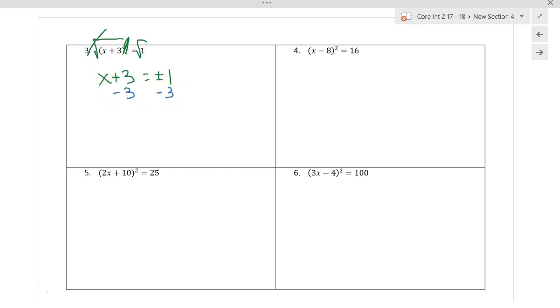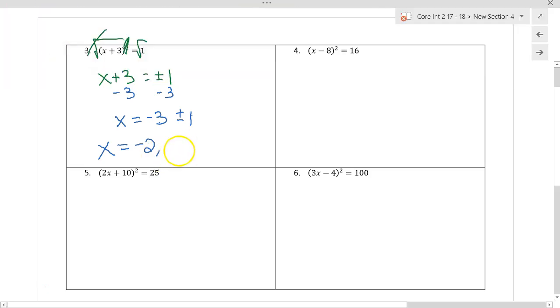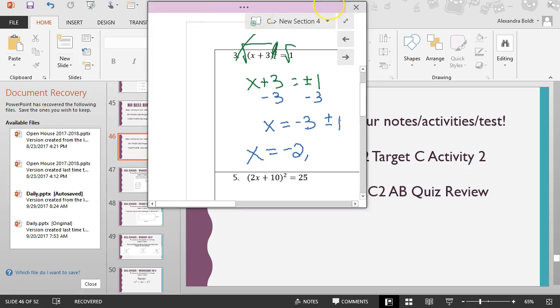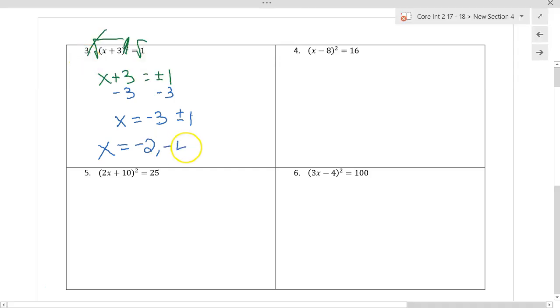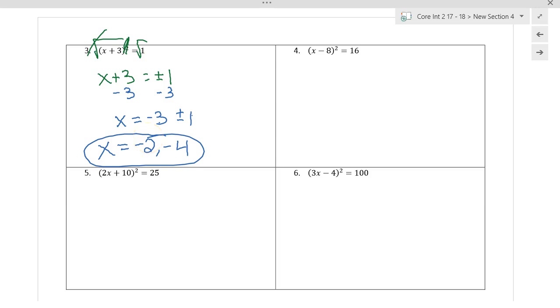Minus 3, minus 3. So x equals negative 3 plus or minus 1. I actually have to do both operations. So x equals negative 3 plus 1 is negative 2. Negative 3 minus 1 is negative 4. Oops, sorry guys. Negative 3 minus 1 is negative 4. So I have 2 answers still.